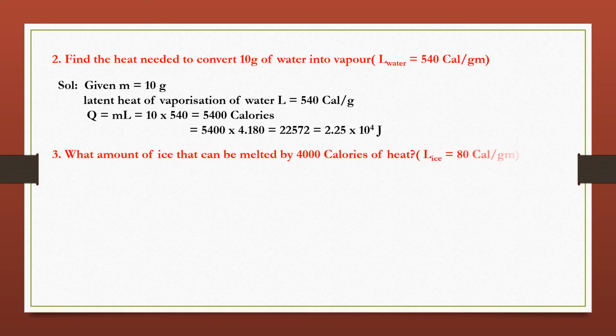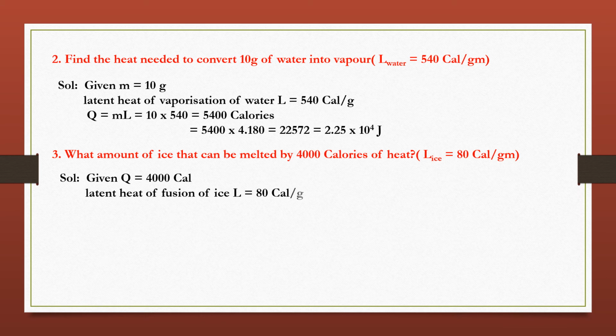What amount of ice can be melted by 4000 calories of heat? See, here he is giving the heat and asking us how much ice can be melted. We have to use the same formula, but we have to rearrange the formula while calculating. Given Q is equal to 4000 calories, latent heat of fusion of ice as 80 calories per gram.